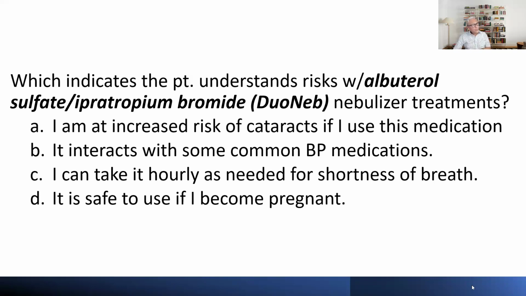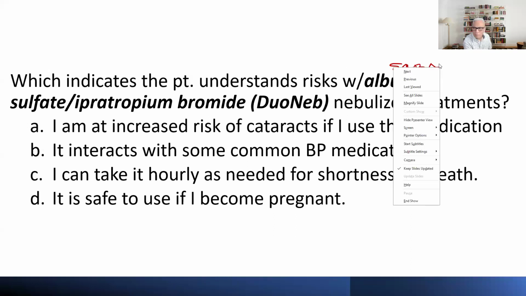Okay, so this particular drug is a combination of albuterol. So if you can identify that, what is that? It is the SABA, right? And how about the ipratropium? What would that be? Ipratropium ends with opium, which means to say that this is going to be an anticholinergic agent.